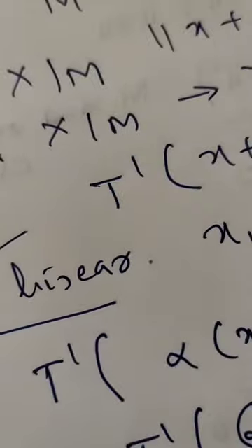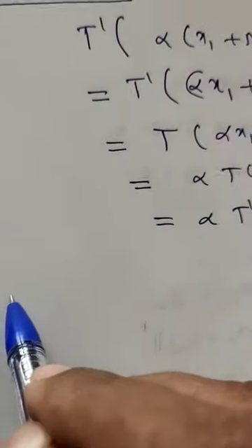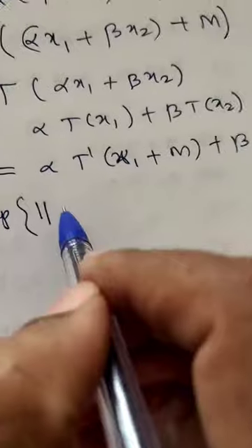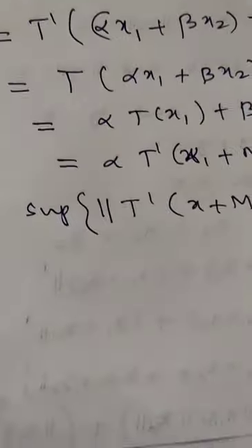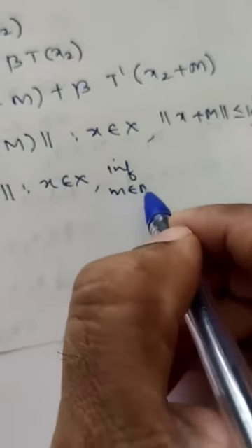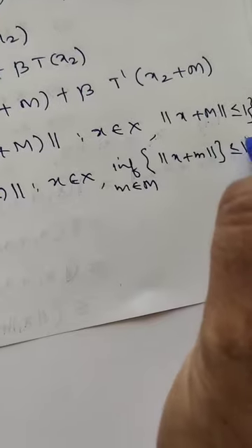Now the other condition we need to prove is whether the norm of T dash will be equal to norm of T. What is the norm of T dash? By definition, norm of T dash is the supremum of norm of T dash of x plus M, where x is an element of X and norm of x plus M is less than or equal to 1. So this is equal to the supremum of norm of T of x, where x belongs to X, and norm of x plus M, which is the infimum over m belonging to M of norm of x plus m, is less than or equal to 1.